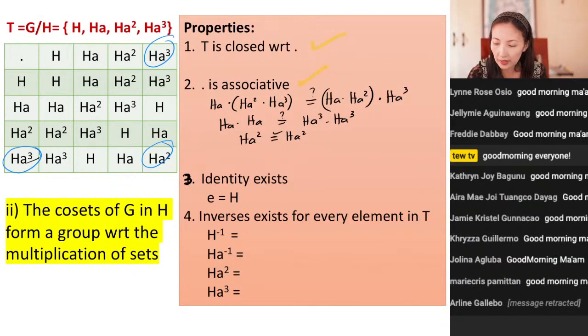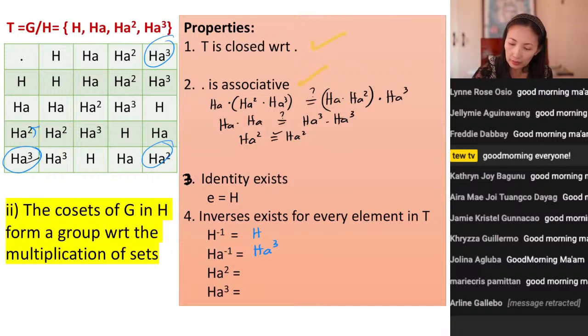How about inverse? Okay, what is H inverse? H inverse is H itself. How about HA? HA inverse. How do you find the inverse from the table? Look at the identity element: what do you multiply by HA to get H? HA cubed. So that's the inverse of HA. Next, how about the inverse of HA squared?